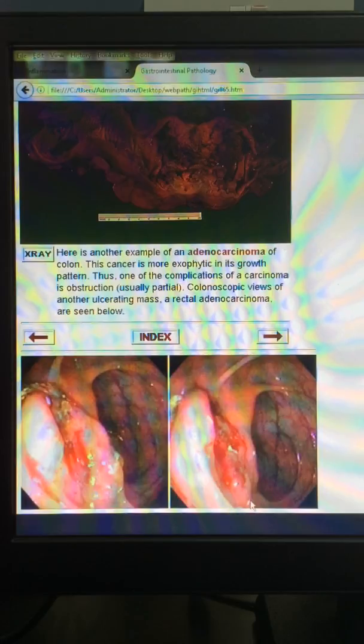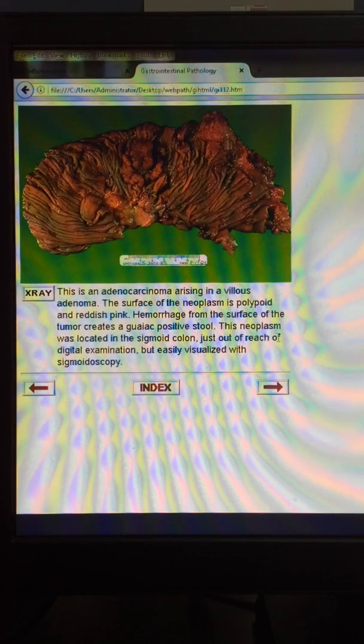You can notice easily the ulceration and hemorrhage at the surface of the tumor. This is adenocarcinoma arising on top of villous adenoma. Here the surface of the tumor is polypoid and nodular. It looks rich brown due to foci of hemorrhage. As we said earlier, hemorrhage from tumors will be detected as occult blood on stool analysis.